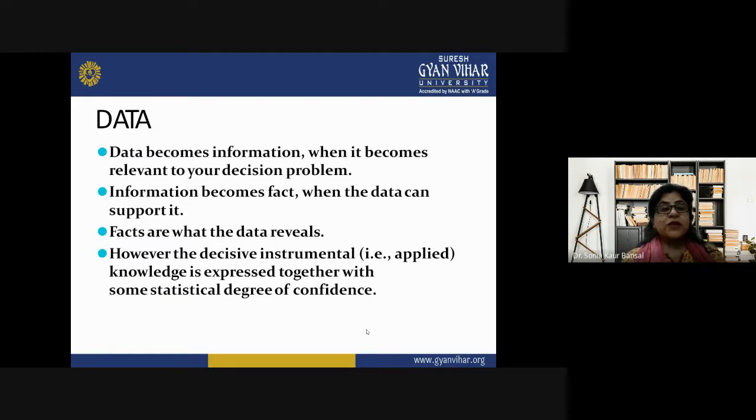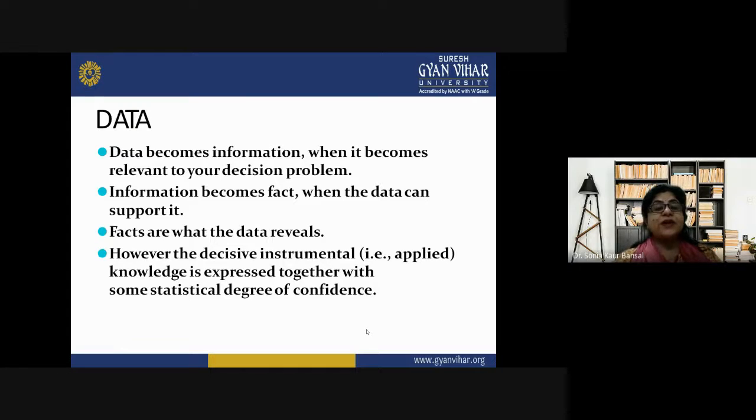Data becomes information when it becomes relevant to your decision problem. Whatever problem you have taken, if it is a research problem, and your data is relevant to it, it is a useful piece of information for the investigator. Now, information becomes fact when the data can support it. So, students, when you are doing research and you have collected your data, if your data is relevant to your research problem, then this type of data becomes information. And it becomes fact if it is supporting that research.